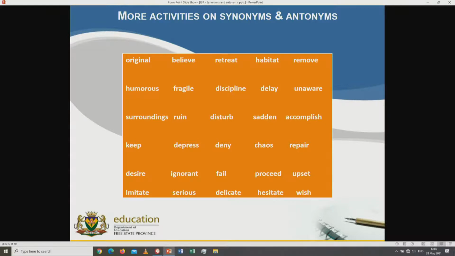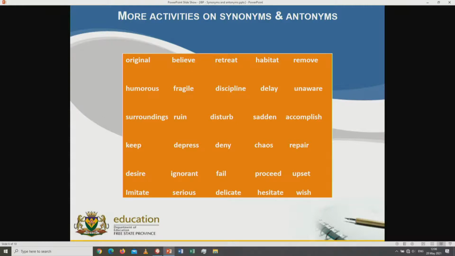And to make it simple for you, you can start by circling one word. Let's take an example, original. You circle original. Then you say which word is similar in meaning to original, or gives you an opposite of original. That's how you can start. You say, original. Is there a word in this word box that carries the same meaning as original? Or is there a word in the word box that is opposite in meaning to original? That's how we are going to go about it.